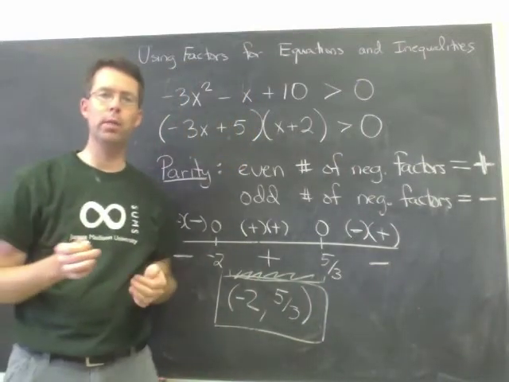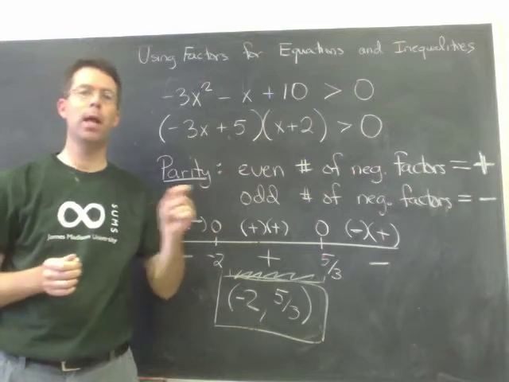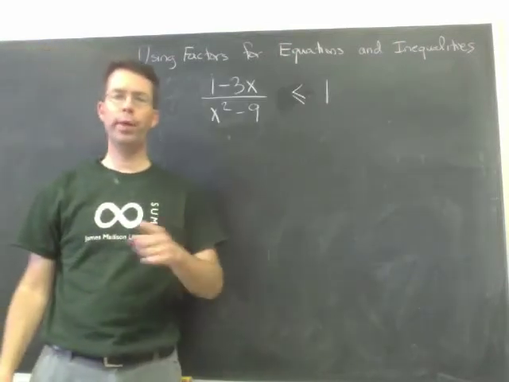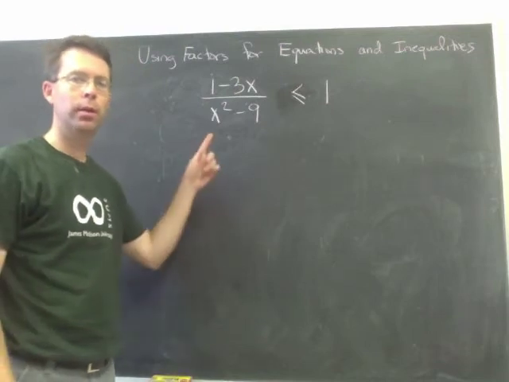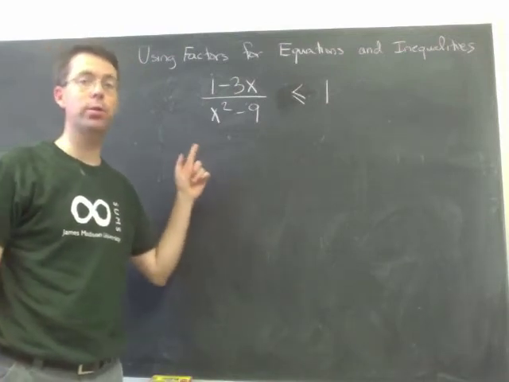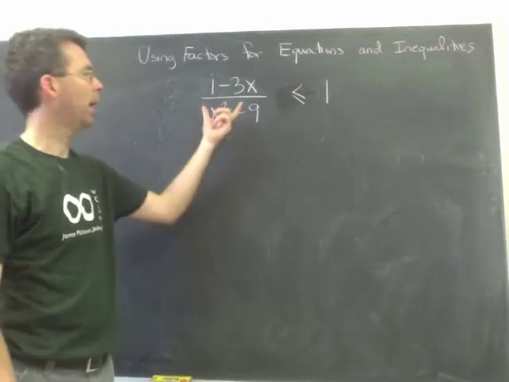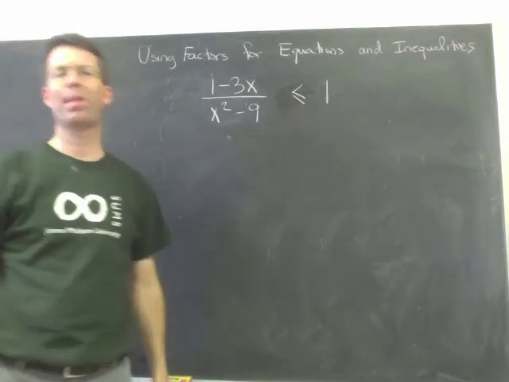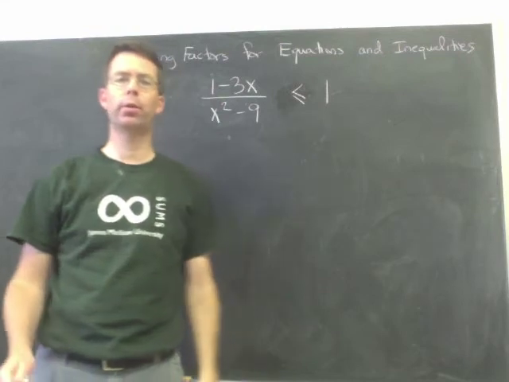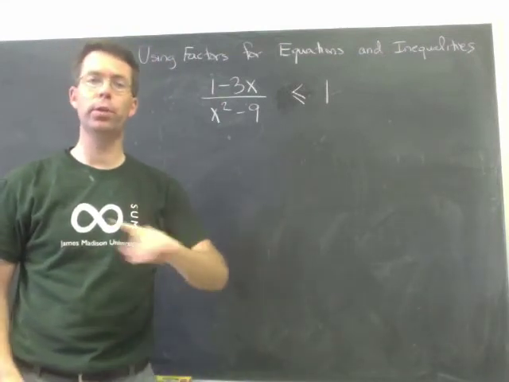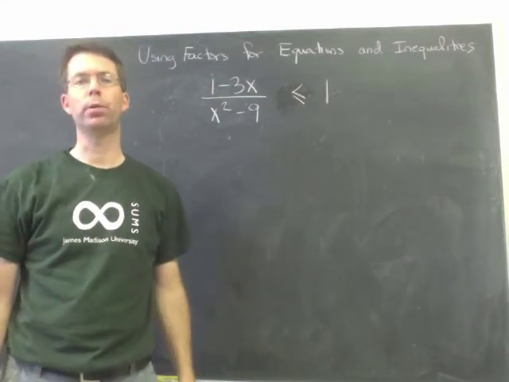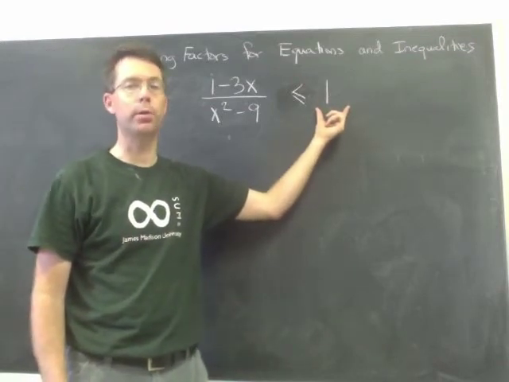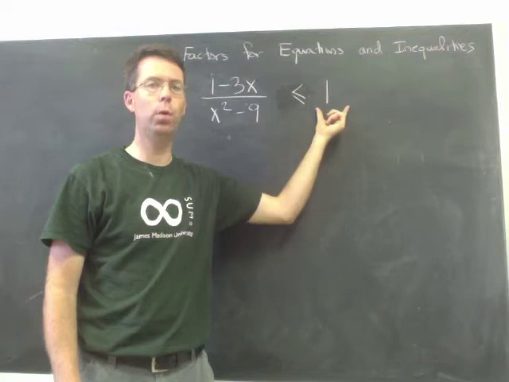And so factoring can be used to both solve an equation as well as an inequality. When dealing with inequalities involving rational functions, which are fractions involving polynomials, I have a function that is less than or equal to 1. I can't use factoring in this current form. And the reason is factoring is only useful to use the parity rules, which means I need to be comparing for positive and negative numbers, not bigger than or less than 1.